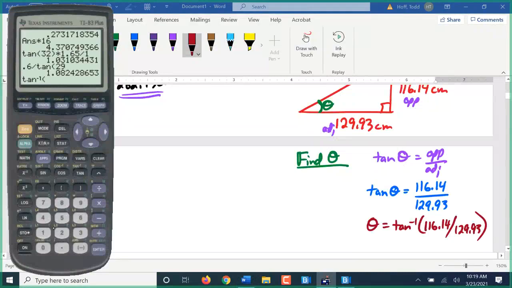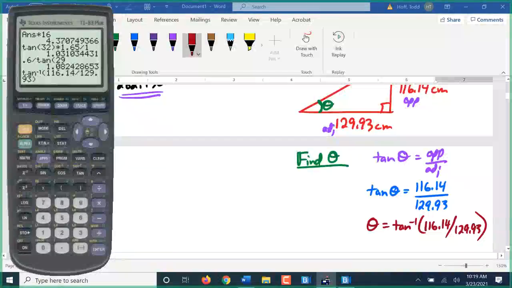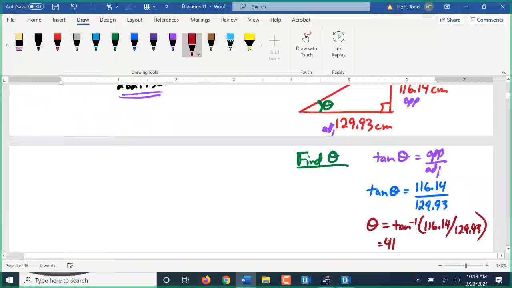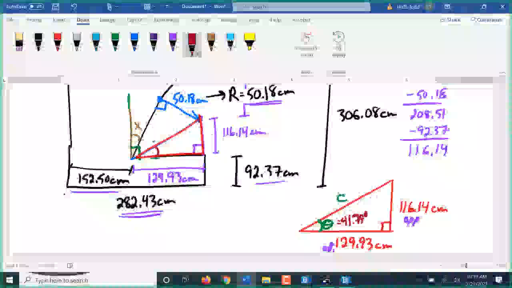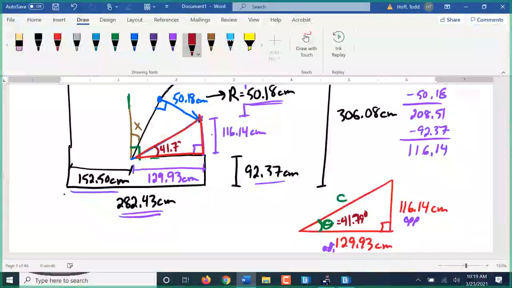Second tangent, 116.14 divided by 129.93. Make sure I close my parentheses so the calculator knows what is inside that function. I get 41.79 degrees. So this is 41.79 degrees. So this angle here, again, it doesn't look like it, but it is 41.79 degrees. Obviously not drawn to scale.